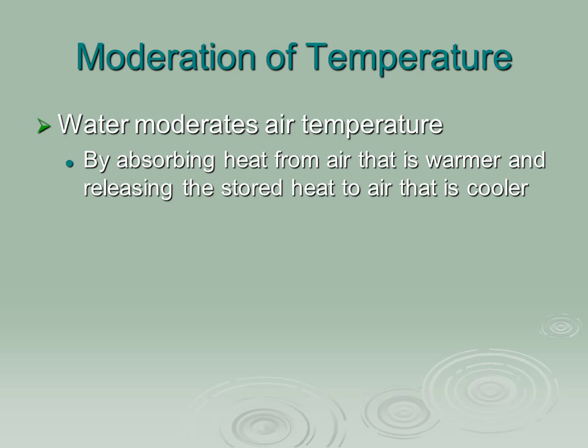Now, the second emergent property we discussed when we were talking about the four main properties of water was the fact that water has the ability to moderate temperature. So here it says it does that by absorbing heat from air that is warmer and releasing the stored heat to air that might be cooler. So I like to use examples. So let's use an example here.